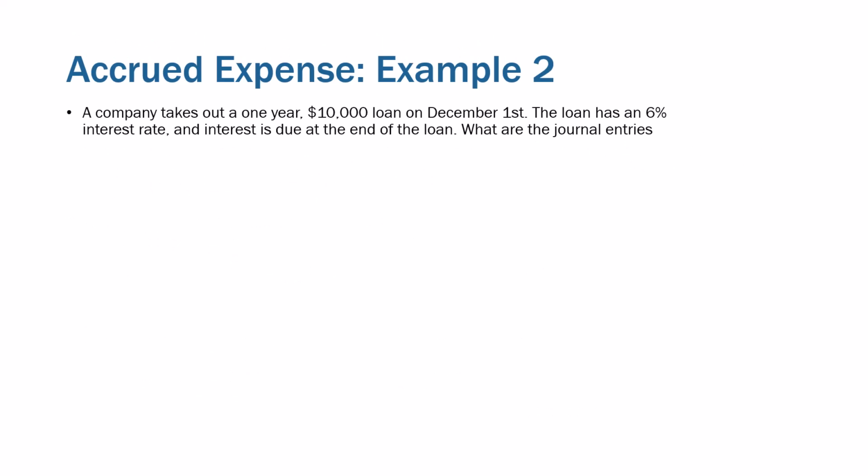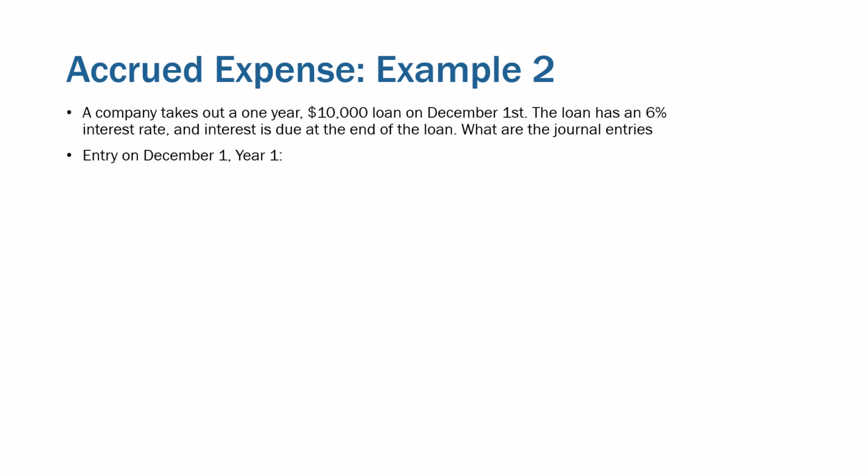I wanted to do it as it relates to a loan. All right, so let's say that this company takes out a 1-year $10,000 loan on December 1st. It's got a 6% annual interest rate, and interest is due at the end of the loan. What are the journal entries?